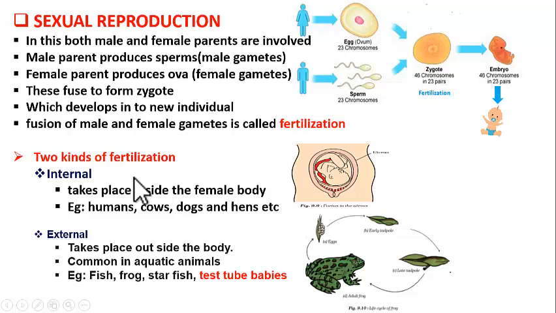Now we shall study the process of sexual reproduction in human beings. For that we need to understand where the male and female gametes are produced inside humans, where they fuse to form zygote, and how this zygote later develops into the baby organism. So shall we start knowing these things?